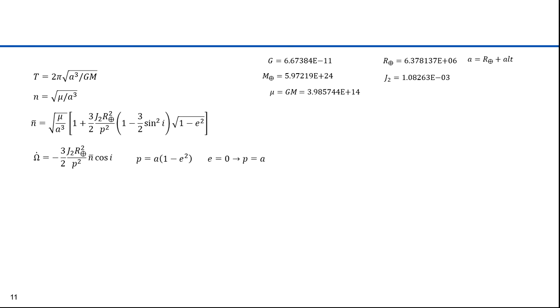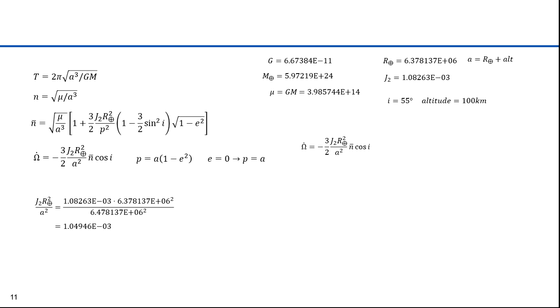Here's the equation for the shift in right ascension. We can simplify this equation for a circular orbit by setting p equal to a. Here's the new equation. I'm going to compute the RAAN shift for a 55-degree inclination at an altitude of 100 kilometers. Here's the formula. We did this computation before. We also computed the mean velocity.